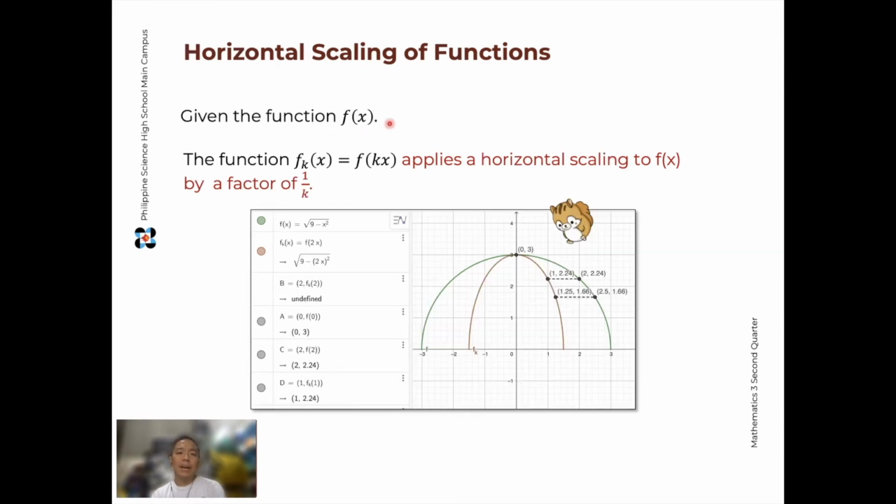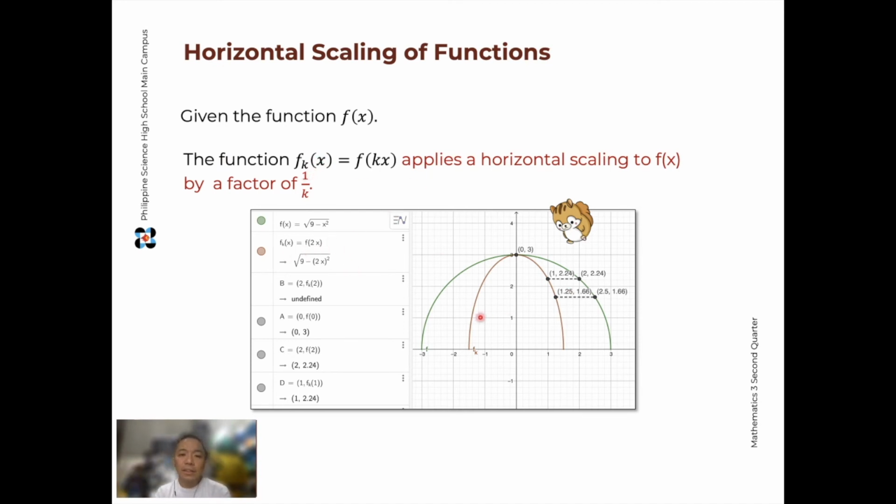So let's say we have a function f of x, in this case yung green. I'm using the same name, no? But if I define my image function as f of k times x, so instead of multiplying k sa labas or multiplying k kay x, papalitan natin si x ng k times x. Mag-a-apply siya ng horizontal scaling to f of x, pero yung factor hindi k. It's actually 1 over k. Papaliitin niya.